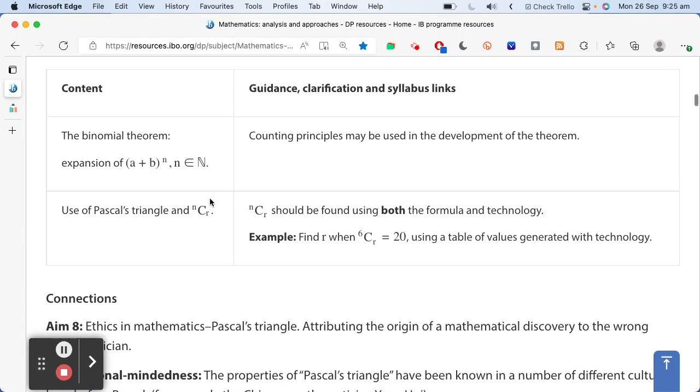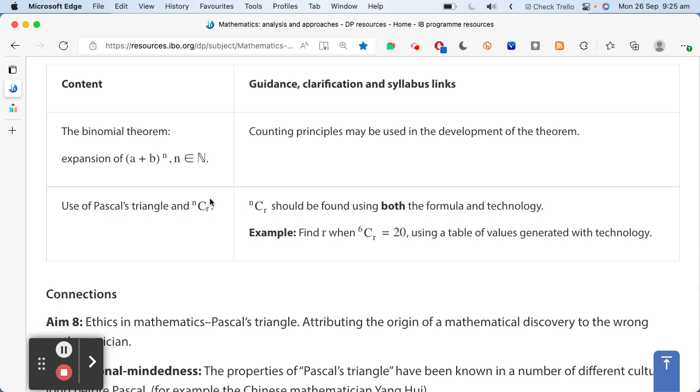Okay, that is that. Anybody got any questions about the GDC usage for this kind of stuff? Because it's a non-CAS calculator, there's no way of expanding that other than by using NCR notation or using Pascal's triangle.